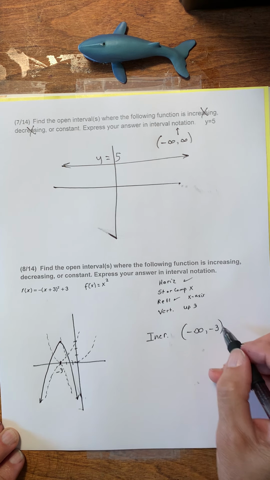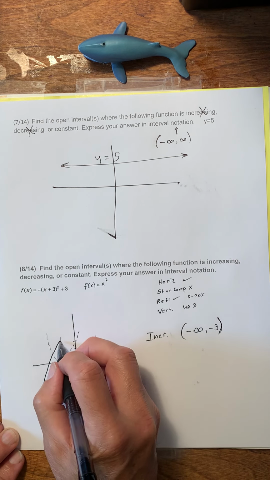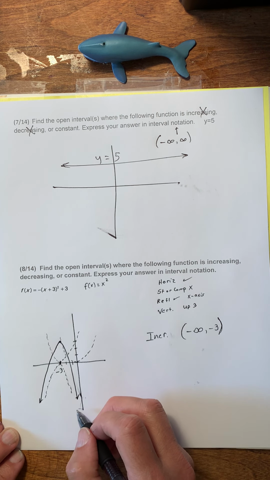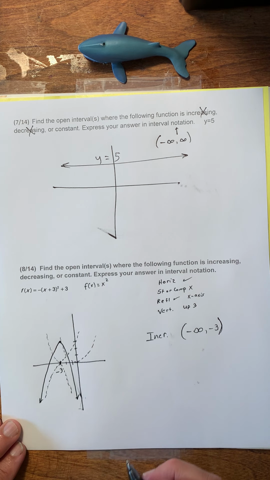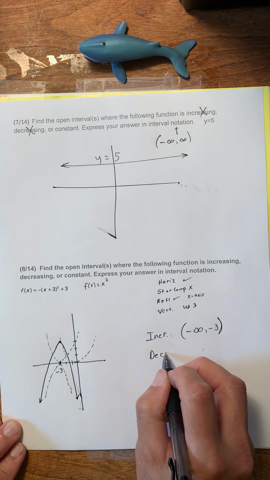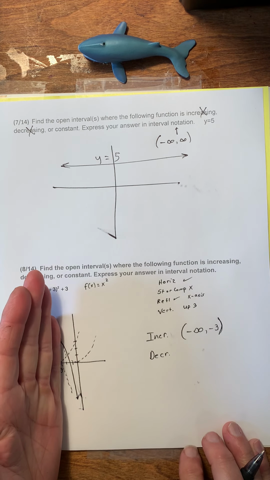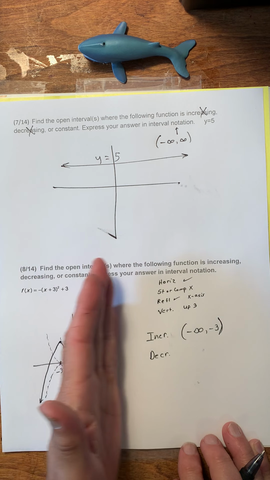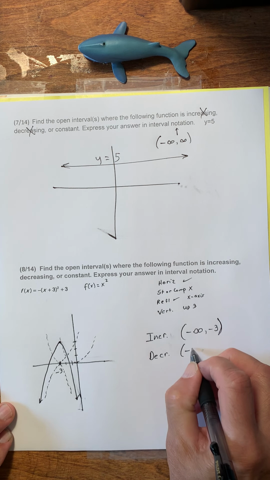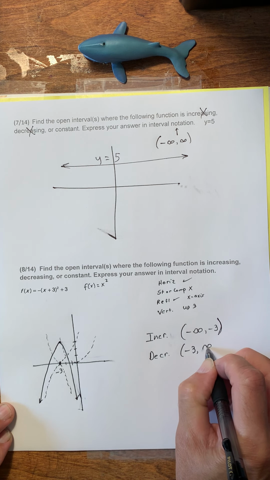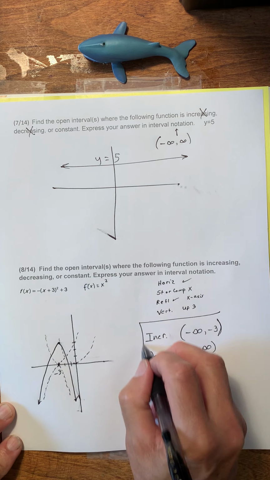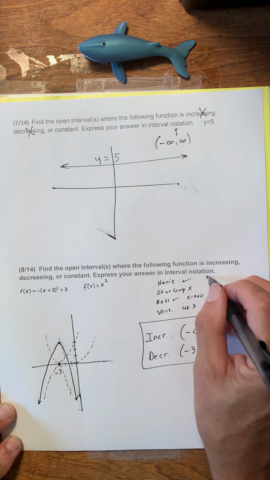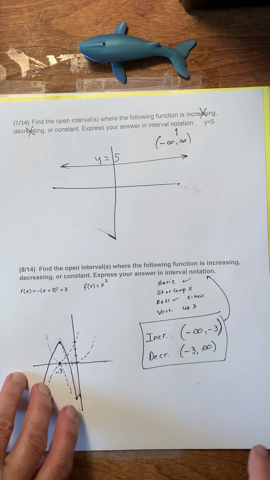it's increasing. Remember, parentheses, because this point is not on either the increasing or the decreasing interval. It is simply a turning point. Decreasing starts at -3 all the way to the right. This whole part, all the way to the right. So those are the intervals where it's increasing and decreasing in interval notation.